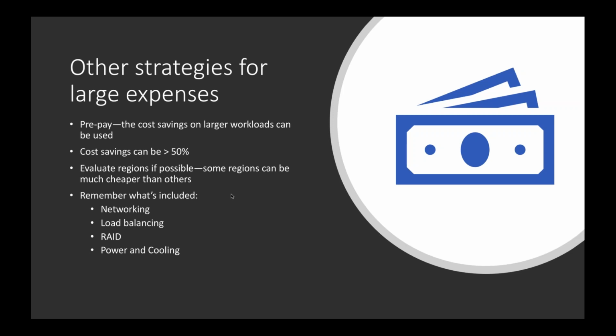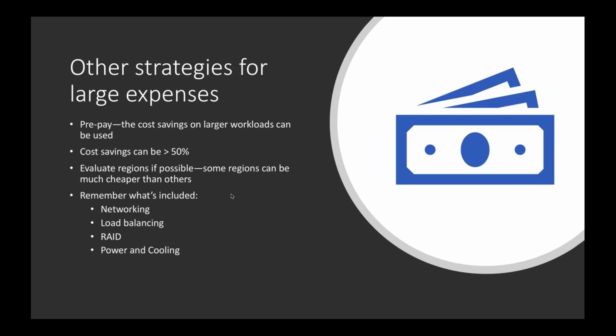Evaluate your regions where possible. Some regions can be much cheaper than others, like we saw in that other demo. Remember what's included too. So you're not having to run networking. All your networking within your data center in the cloud is built in. You have things like load balancing that are additionally built into that. One of the other things that's really cool is your storage bill is your storage bill.